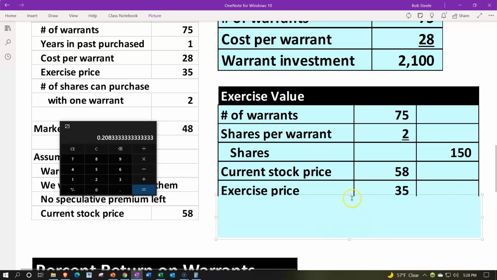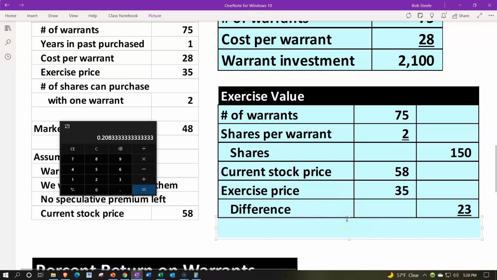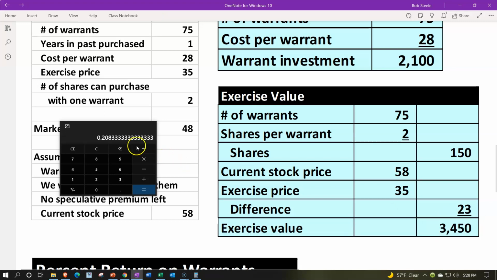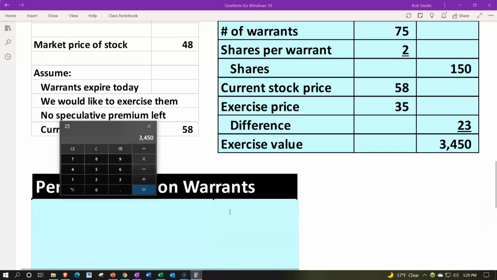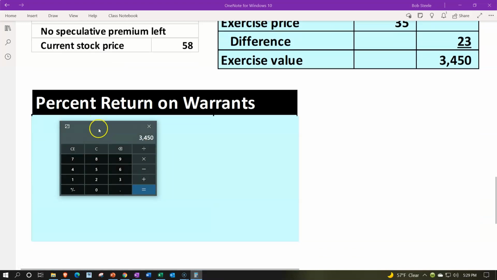So the 58 minus the 35 is going to give us that difference of the $23. We got a $23 benefit in essence for each basically share of stock we got to purchase at the discounted price, which is 150 shares. So the 23 times the 150 would give us the 3,450, basically the exercise value, the benefit that we would be getting.